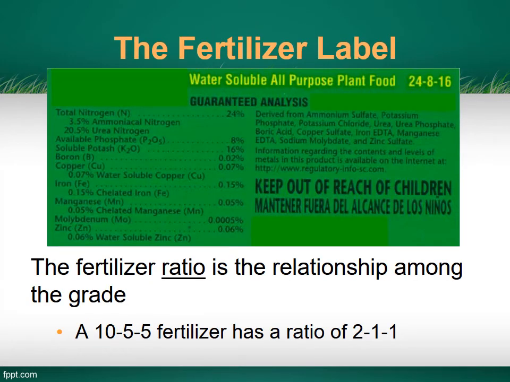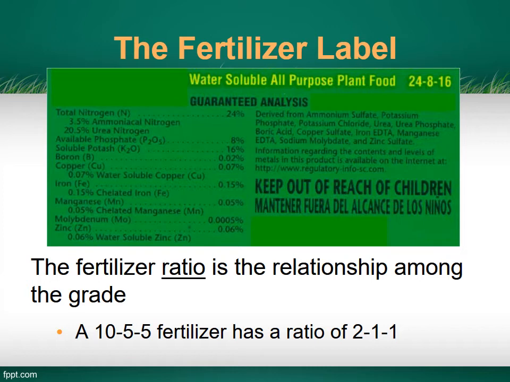The most important part of a bag of fertilizer is the fertilizer label. You can forget the pictures and the promises and everything else on the front of the bag. You need to flip the bag over and read the label, because that tells you all the important information. One thing it tells you is the fertilizer ratio, which is a relationship among the grade. So a fertilizer that's, for example, a 10-5-5 has a ratio of 2-1-1, so 2 parts nitrogen to 1 part phosphorus and 1 part potassium.